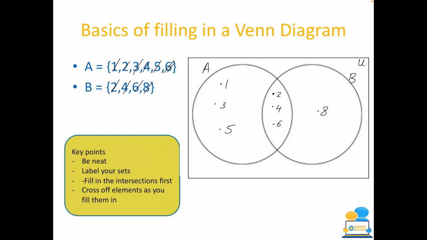So just a few key points. Remember to be neat. Label your sets. If they're A and B, they could be called any letter, just make sure you label which set is which. Fill in the intersection first. That prevents you from doubling up numbers. And then cross off any elements as you fill them in. That means you won't forget any.